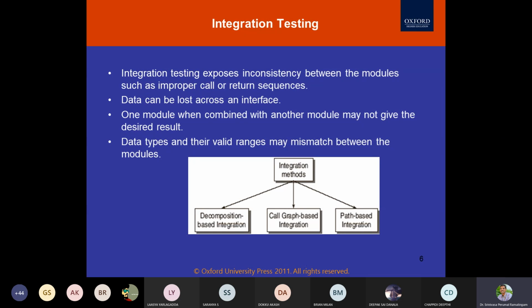Then data types and their valid ranges may be mismatched. Somewhere it may be integer, somewhere it may be a float, somewhere it may be a double. Due to that some problem will come, so that has to be identified. Such kinds of issues we need to rectify through integration testing. That is the reason why we do integration testing instead of going directly for system testing.